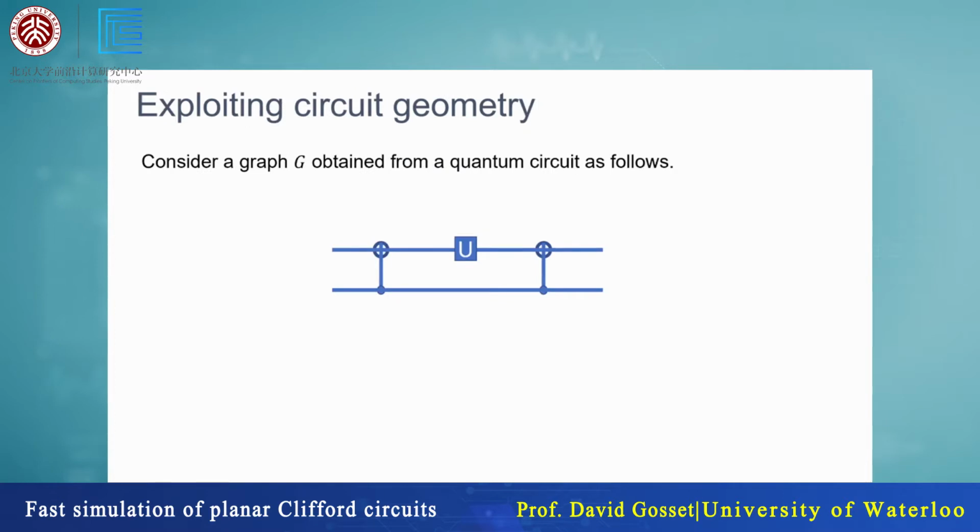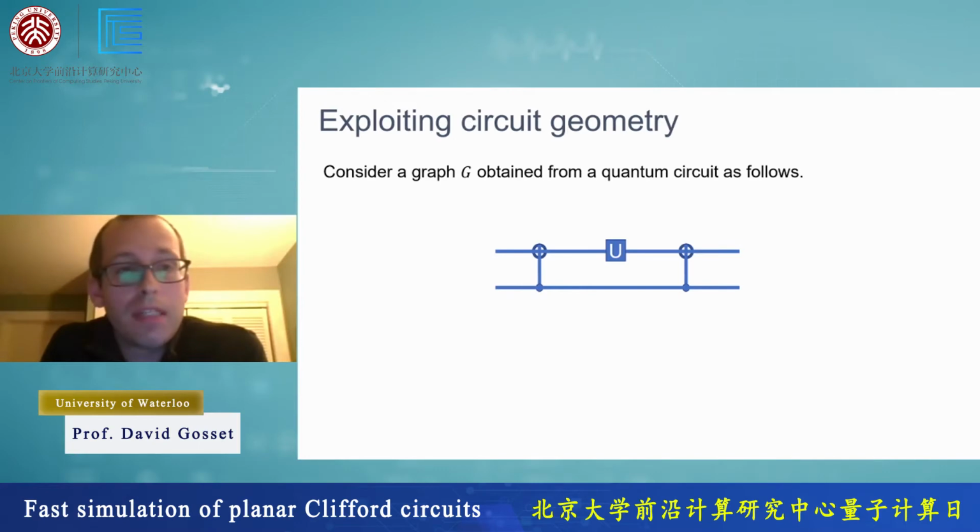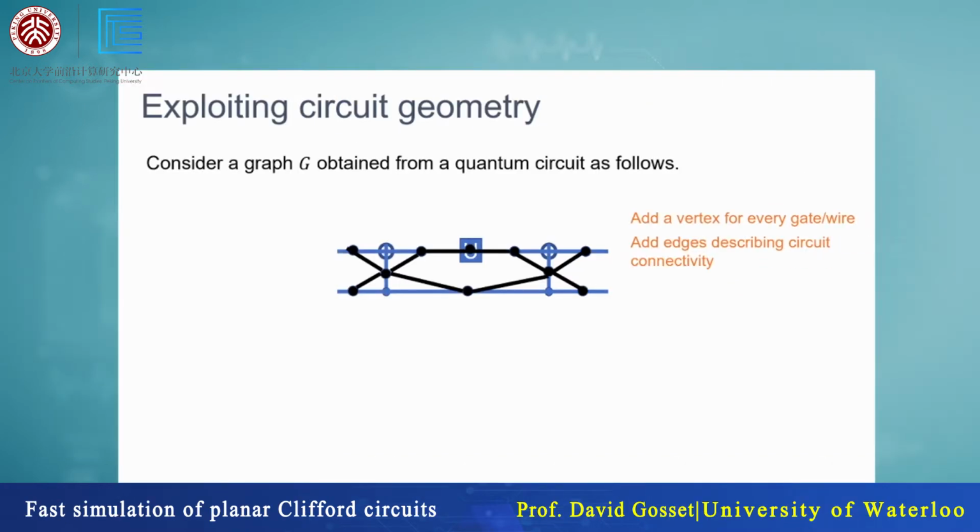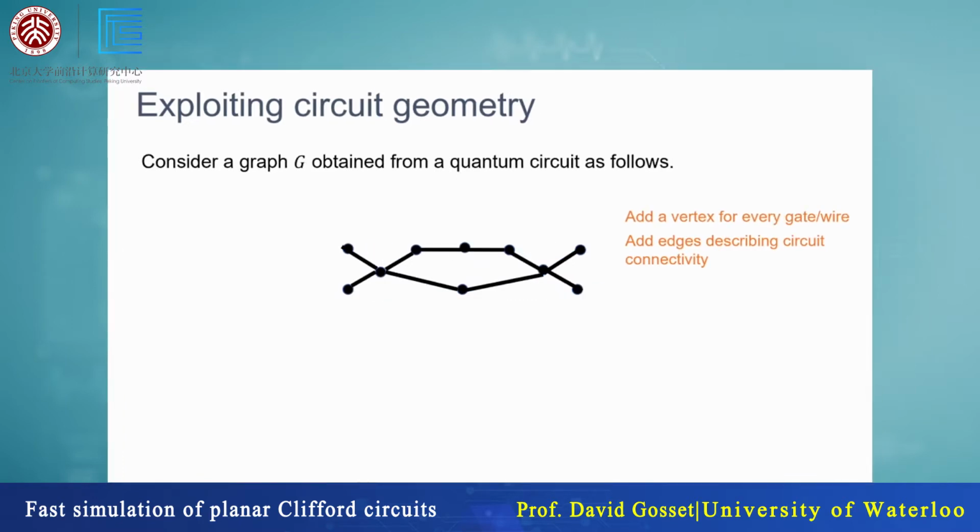On the other hand, if you relax the idea of looking at the most general types of polynomial-sized quantum circuits and instead try to exploit some special features of the circuits you might be interested in, such as circuit geometry, then we know that you can do that. So, for example, we take a quantum circuit and construct a graph in the following way. First we add a vertex, drawn in black, for every gate in the circuit and every wire. So I've just put a vertex on every gate and every wire. And then we add edges that describe which wires are connected to which gates and so on. Then we get a graph.